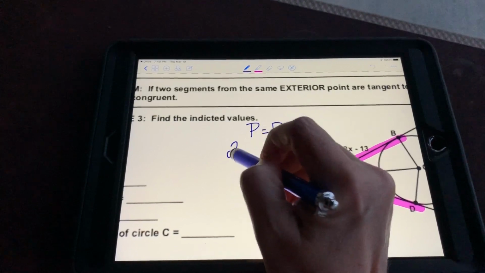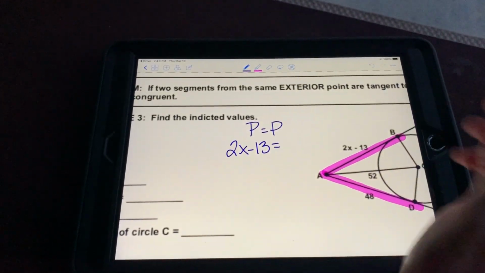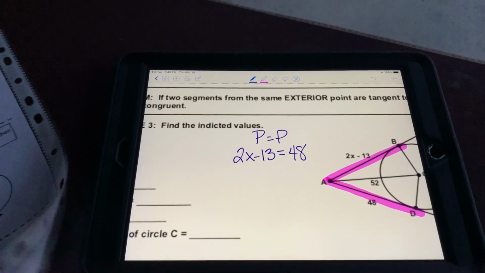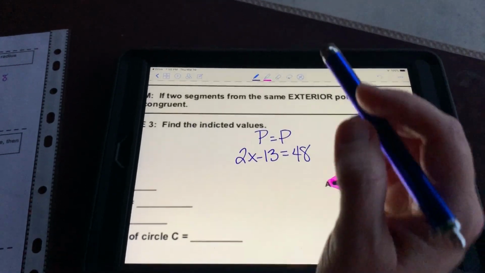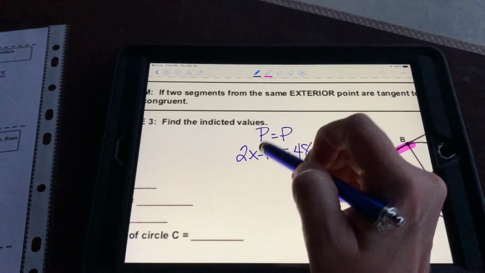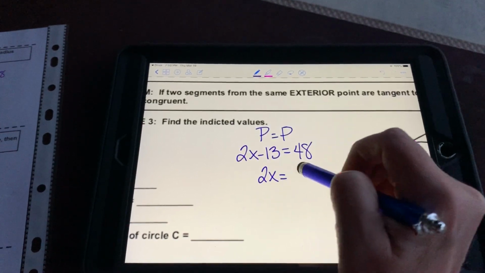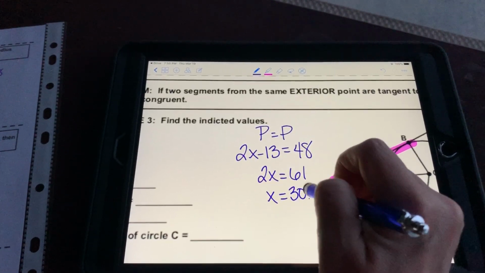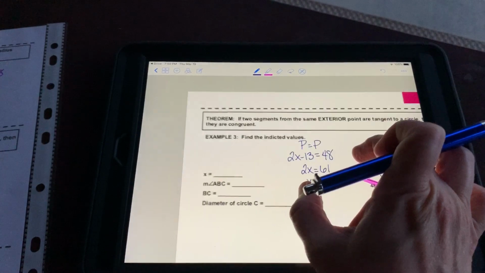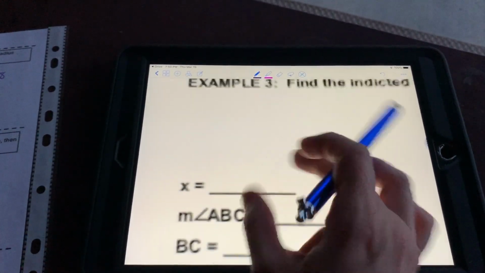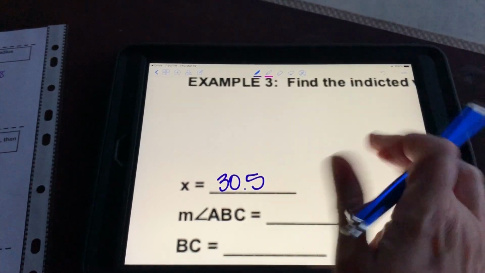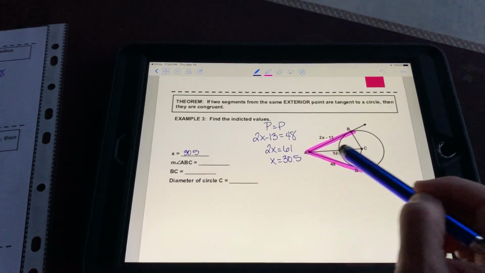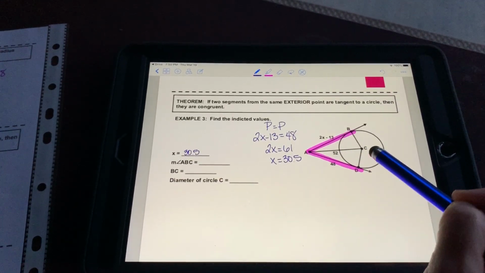So we can set 2x minus 13 equals our 48. We can move the 13 over. And we can say that 2x equals 61. Divide by 2, and x equals 30.5. Okay, so that's what x equals. That answers our very first question here. X equals 30.5. Based on that theorem that we learned here, these two tangent lines are going to be congruent. It has nothing to do here with this middle line that connects to C.